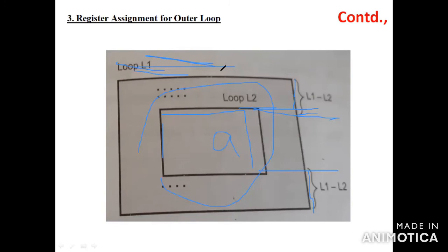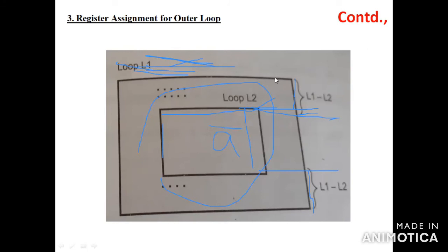What about the third one? A is allocated in L2, not in L1. So this is the third condition. You are allocating for the loop only in L2, entered in L2, not entered in L1. Based on these criteria, the register will be assigned for all other loops. This is the condition for the assignment of the outer loop, the third strategy.